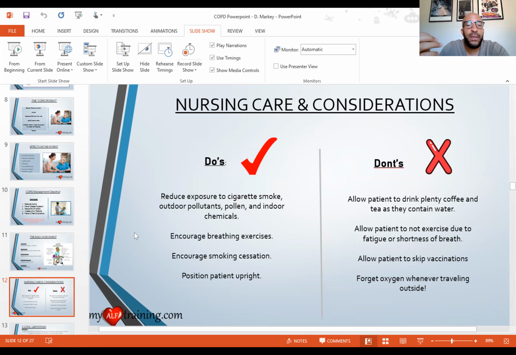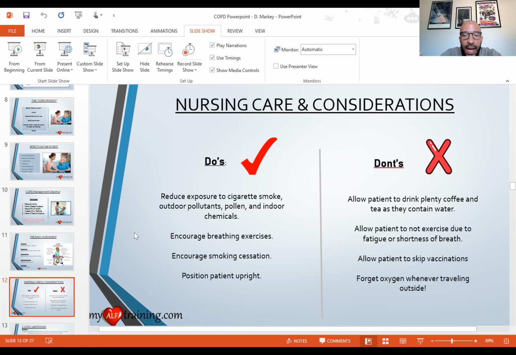Also, positioning the patient upright. Even when they're sleeping, you want to make sure that their head is adequately elevated, because we want them to be able to breathe and not become short of breath. And if, as our example COPD patient Jan said in the video, she feels like she can't breathe, we don't want them lying flat. We want their head elevated, to always allow oxygen to flow in and out as best we can for these patients.